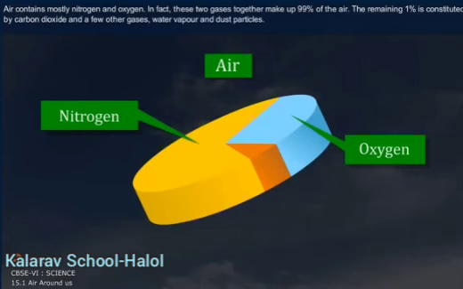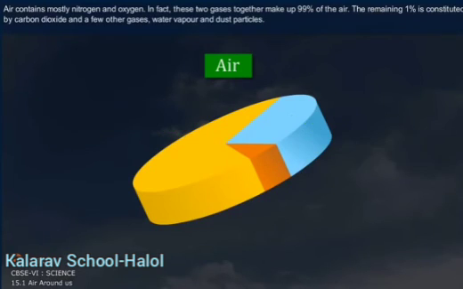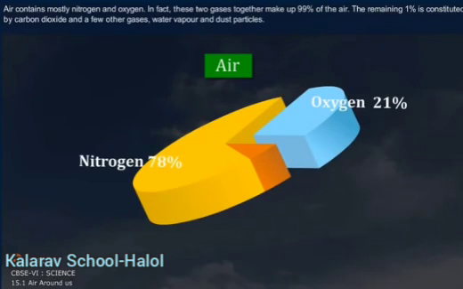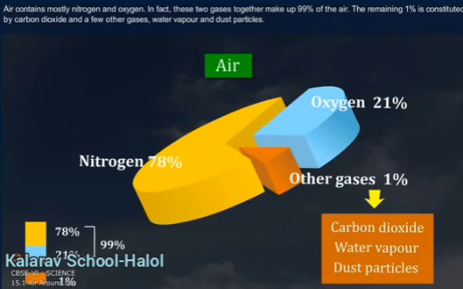Air contains mostly nitrogen and oxygen. In fact, these two gases together make up 99% of air. The remaining 1% is constituted by carbon dioxide and a few other gases, water vapor, and dust particles.